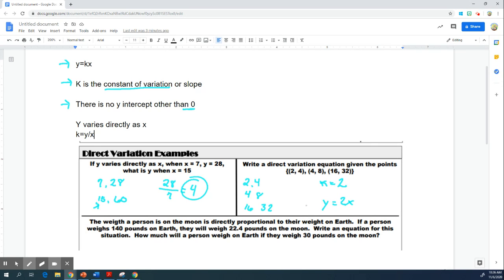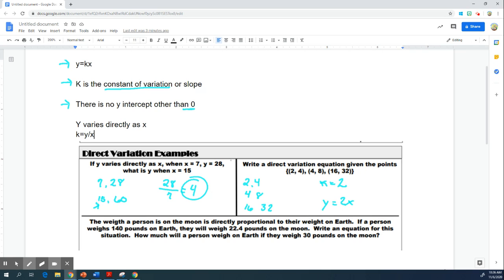As long as you do not have a y-intercept of anything other than 0, it's got to go through the origin, you're golden.